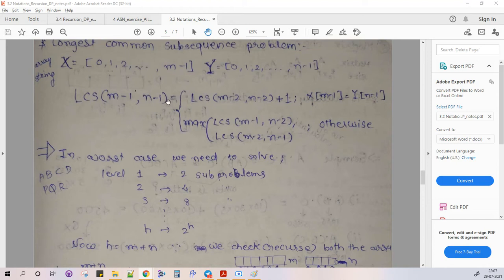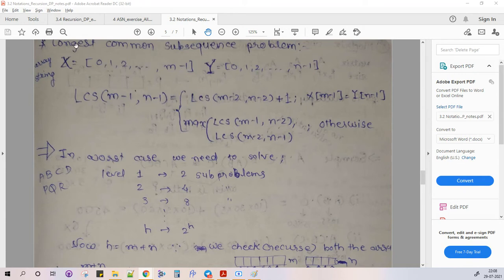Similarly, we need to do it the other way around. So we are taking the n minus 1th element and comparing it with the m minus 2 elements. We are not taking m minus 1 because n minus 1 and m minus 1 are not matching. So there is no need to do the extra work, right? So this is the whole formulation. If you follow this formulation for any given two strings, you will find the length of the longest common subsequence.